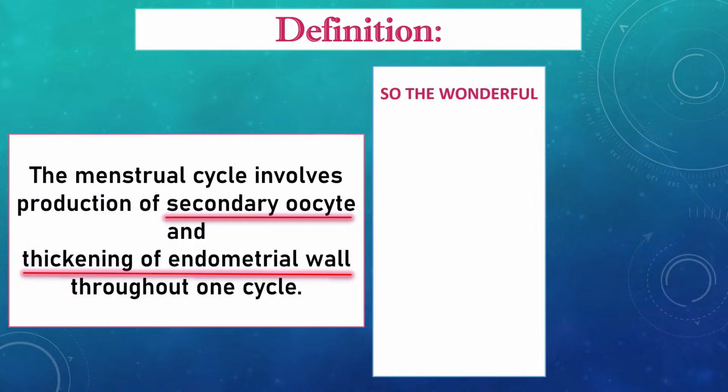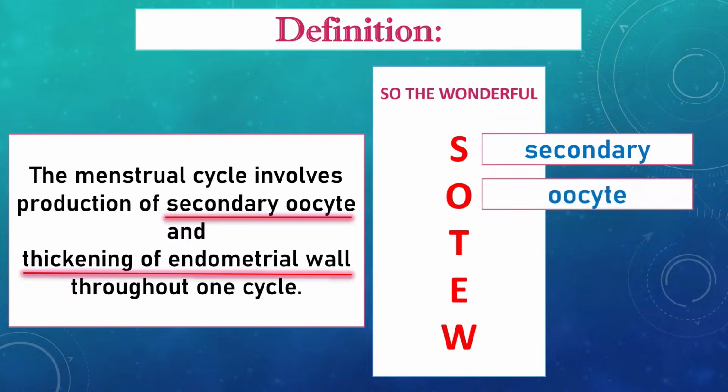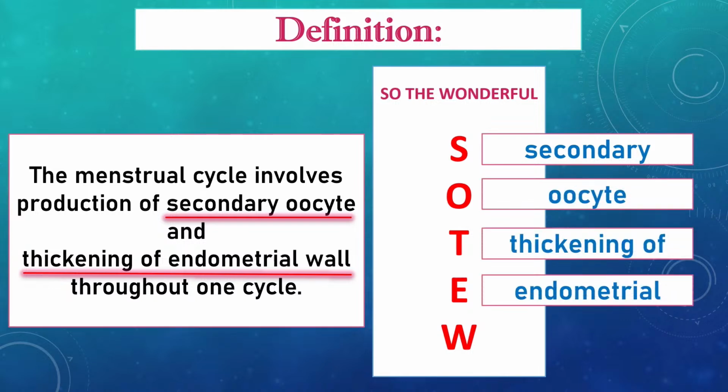So I'm going to use that as our clue for the day. We're going to use this phrase, so the wonderful. I'm going to take S-O, so the wonderful. Right? S-O-T-E-W for so the wonderful. Now, why teacher use this phrase? S-O for secondary oocyte and T-E-W for thickening of endometrium.